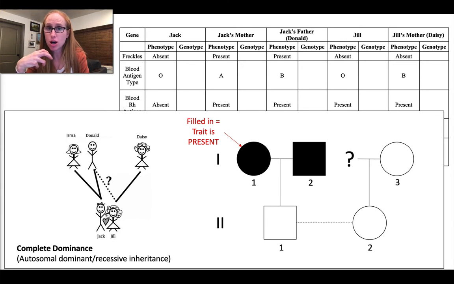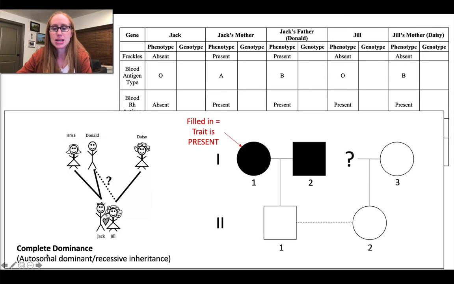So if you inherit a dominant trait, it's going to overshadow any other allele that you might inherit. So if you have 2 dominant, you're going to express freckles. If you have a dominant and a recessive, you'll still express freckles. The only way to not have freckles is to get 2 recessive. So that's called complete dominance, or this other word, autosomal.